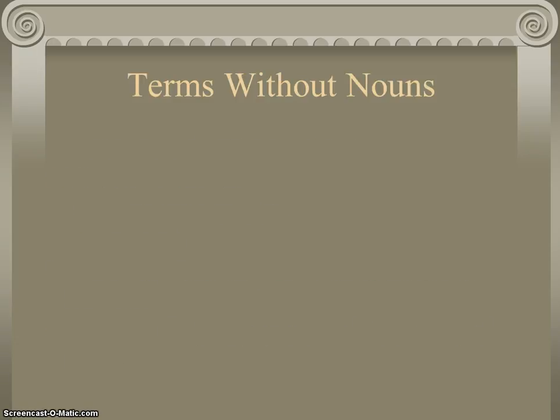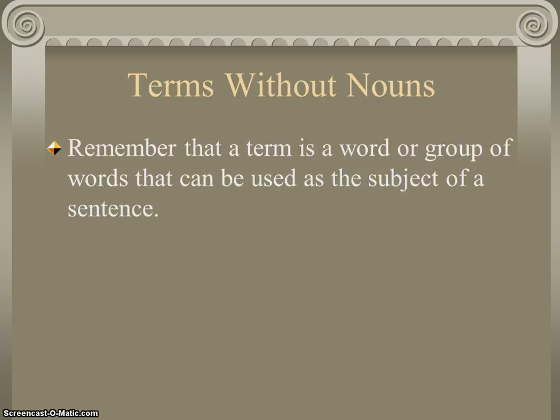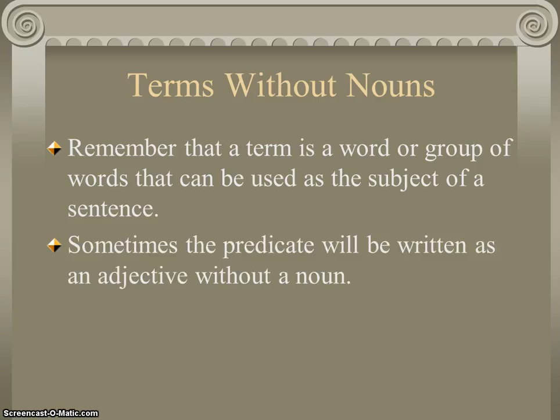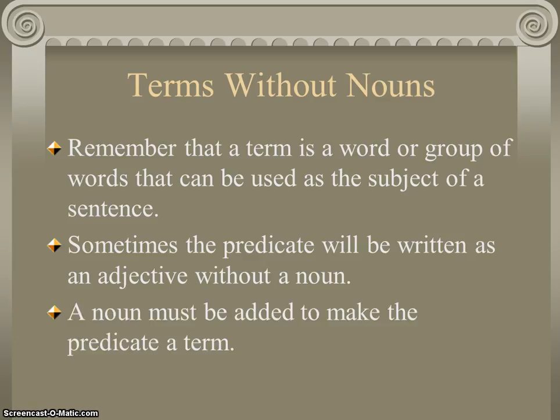Okay, so sometimes we have terms without nouns. We must remember that a term is a word or group of words that can be used as the subject of a sentence. Sometimes we have predicates that are written as an adjective without a noun, and so we must add a noun in order to make the predicate a term. As an adjective, the predicate is not a term. So we can't say all sports cars are red, all S are R. We'd have to say that all sports cars are red vehicles. So we have to put a noun on there in order to make that adjective become an actual term.